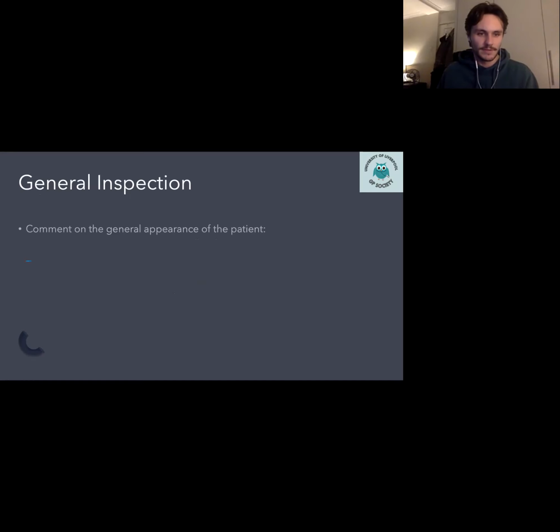So begin with the general inspection, as always, any exam. As far as I can tell, this is missed in cranial nerve exams probably more than other exams. So comment on the general appearance. Is the patient alert? Have they got their eyes closed? Are they looking at you? Are they looking around the room? Do they appear distressed? Do they look in pain?